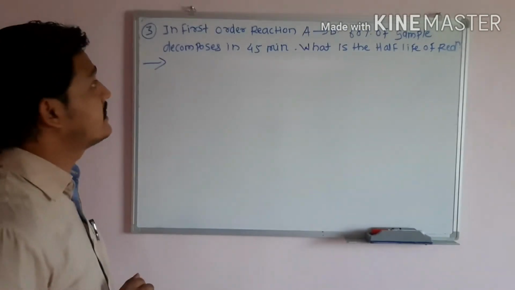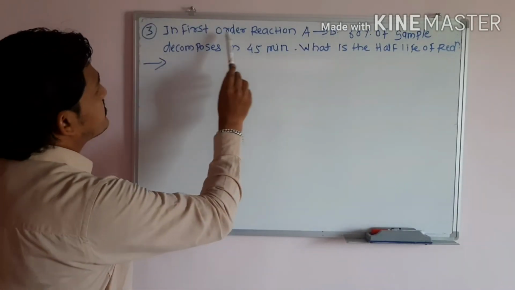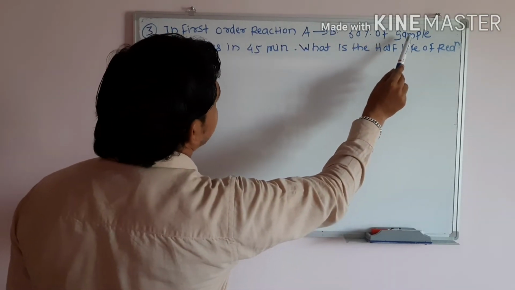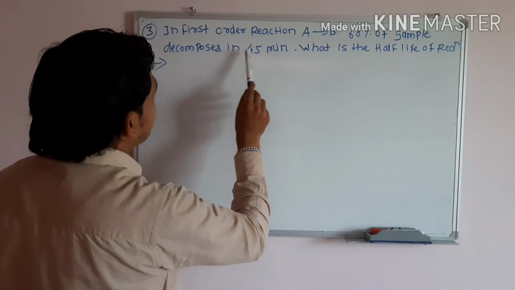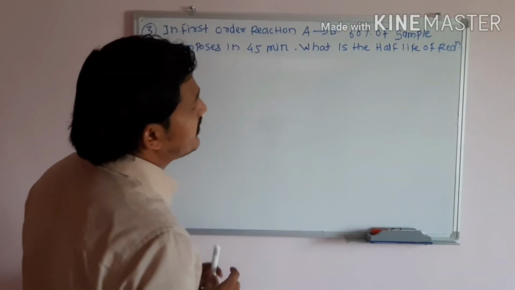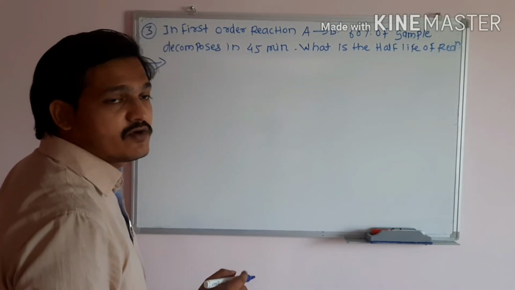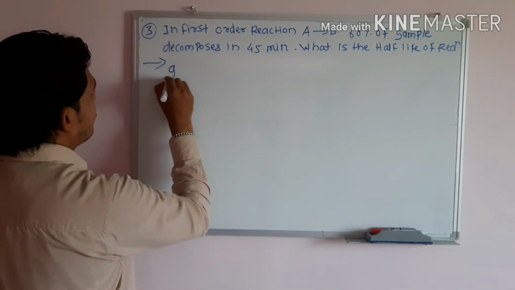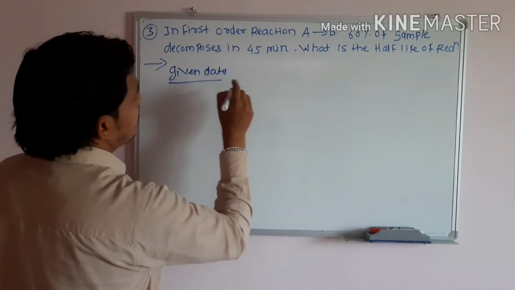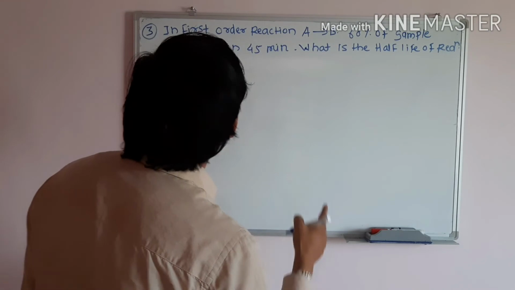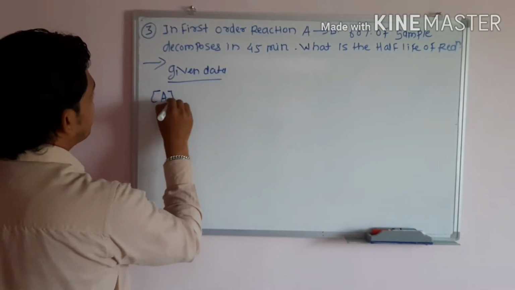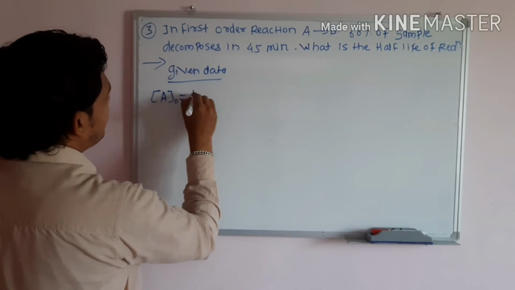Third numerical: in a first order reaction A gives B, 60% of the sample decomposes in 45 minutes. What is the half life for the reaction? Okay, first we have to write the given data. In a first order reaction, 60% of the reactant or sample decomposes. So what is the initial value? A0 is equal to 100.